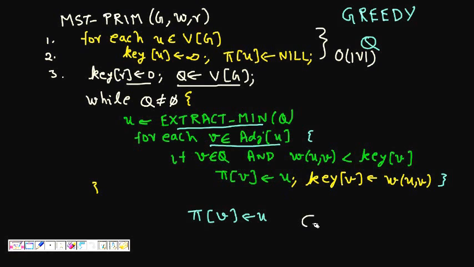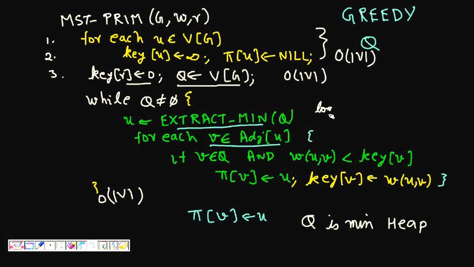So this Q is a min heap. The data structure to construct the min heap will take O of V time. Then this while loop starts. While this Q is not empty, it has V vertices, so this will run for mod V amount of time, O of V. You extract min, and because the Q is a min heap, it will take log of V. So this is the time complexity for extract min.